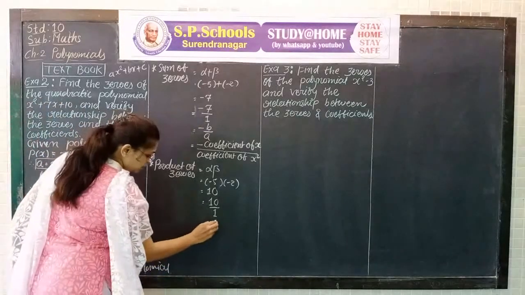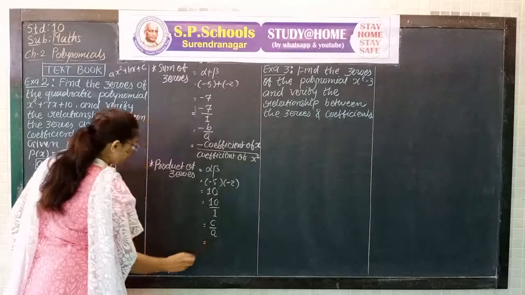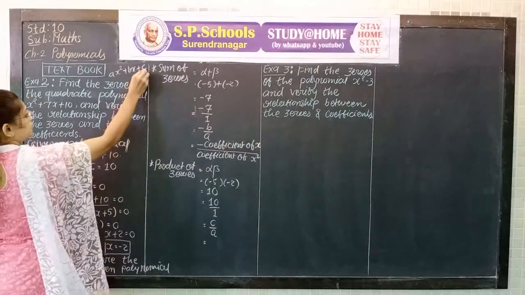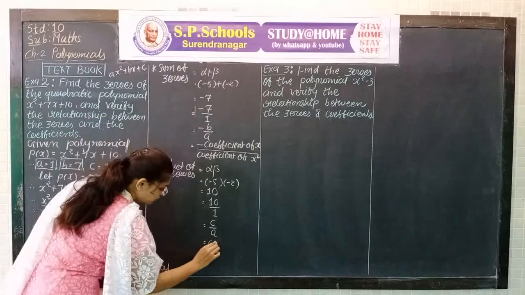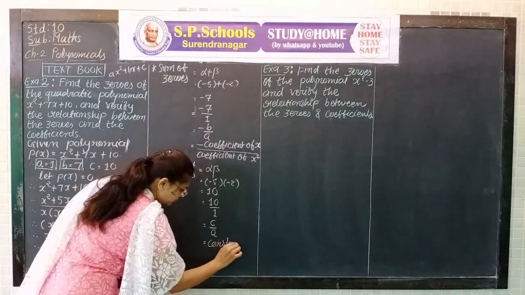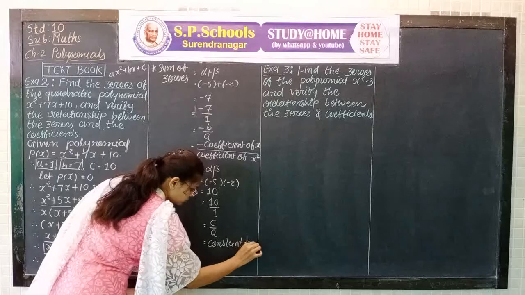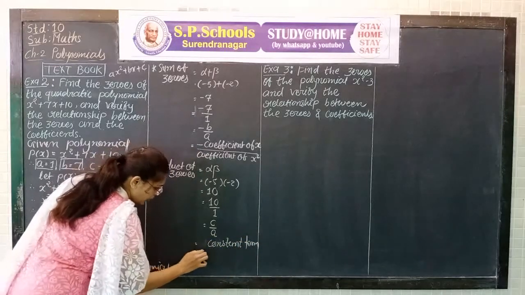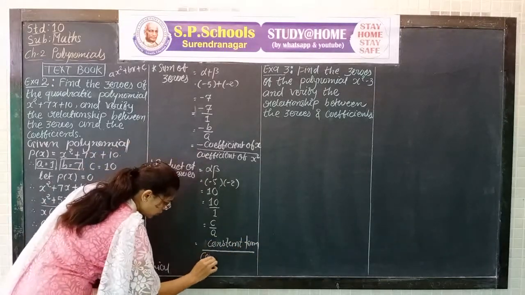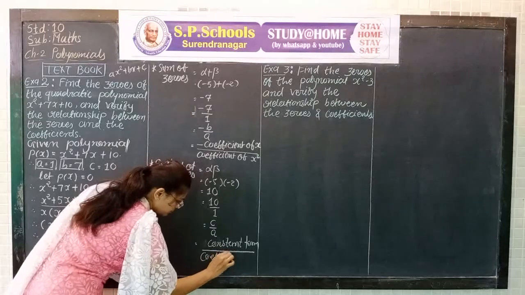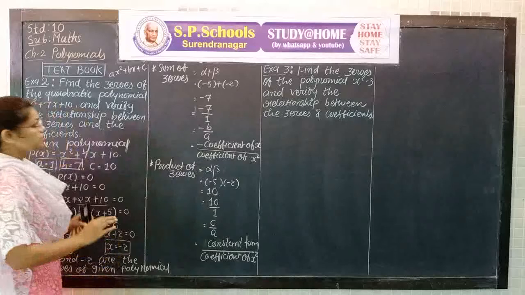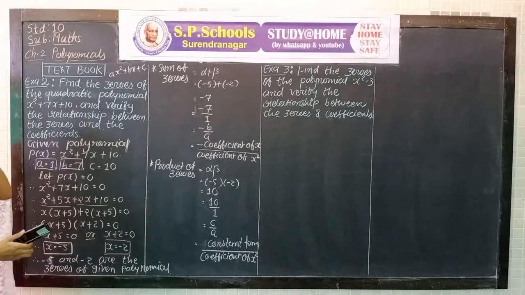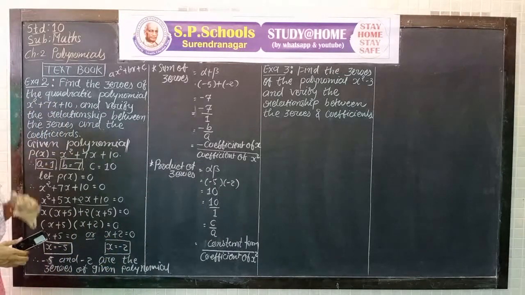Then write here c upon a. But what is c and what is a? c represents the constant term and a represents the coefficient of x square. Constant term upon coefficient of x square. It is our second relationship about quadratic polynomial.